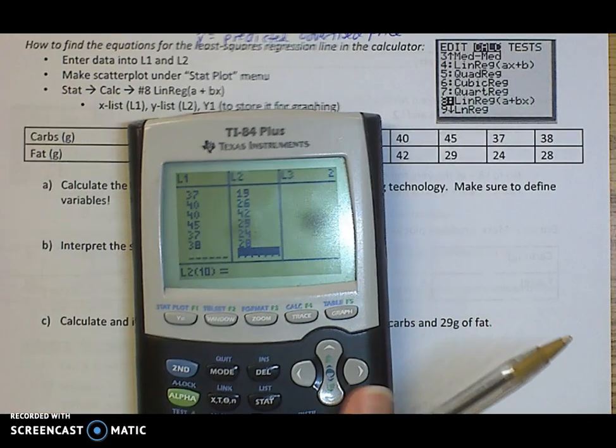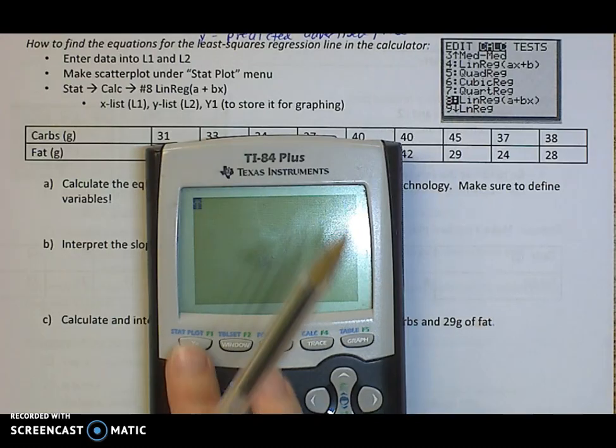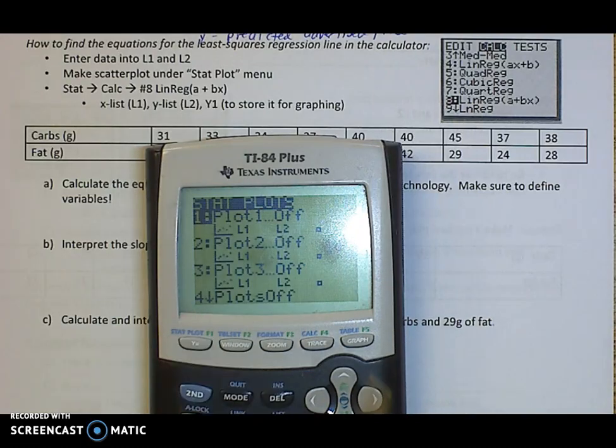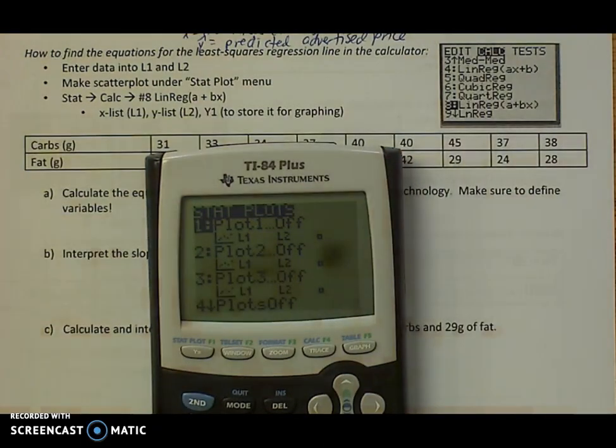All right, so refresh our minds how we do that. So I'm going to go up to second, stat plot. And right now mine is off, so I need to turn it on. Let's turn this light off. That's too dark.